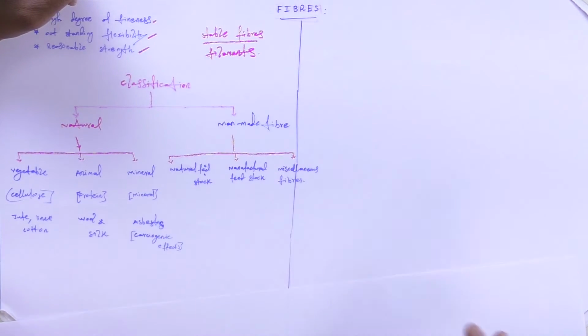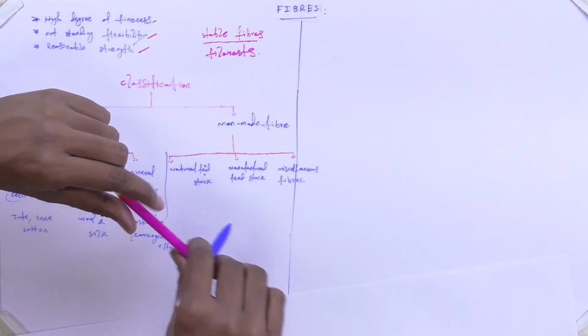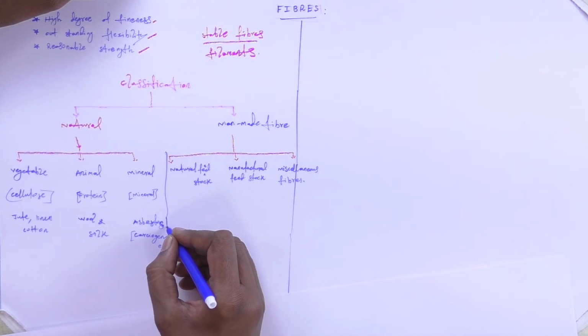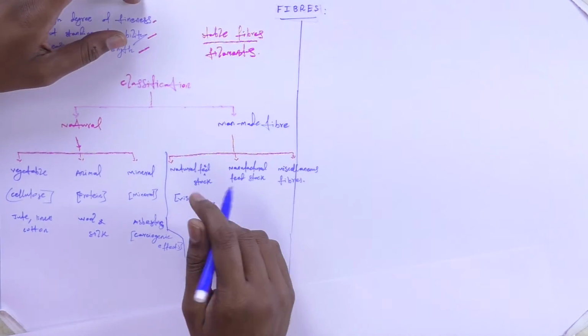Next, the further classification of man-made fiber is totally three classes: natural feedstock fiber, manufactured feedstock fiber and miscellaneous fiber. It is also classified based on the source. Natural feedstock is a derivative of natural fiber. Take the example of viscose rayon, the best example of natural feedstock fiber. Viscose rayon is a derivative of cellulose fiber. You already know cellulose fiber is the best vegetable fiber, for example cotton, jute and all plant extracts. So viscose rayon is a derivative of a natural feedstock.